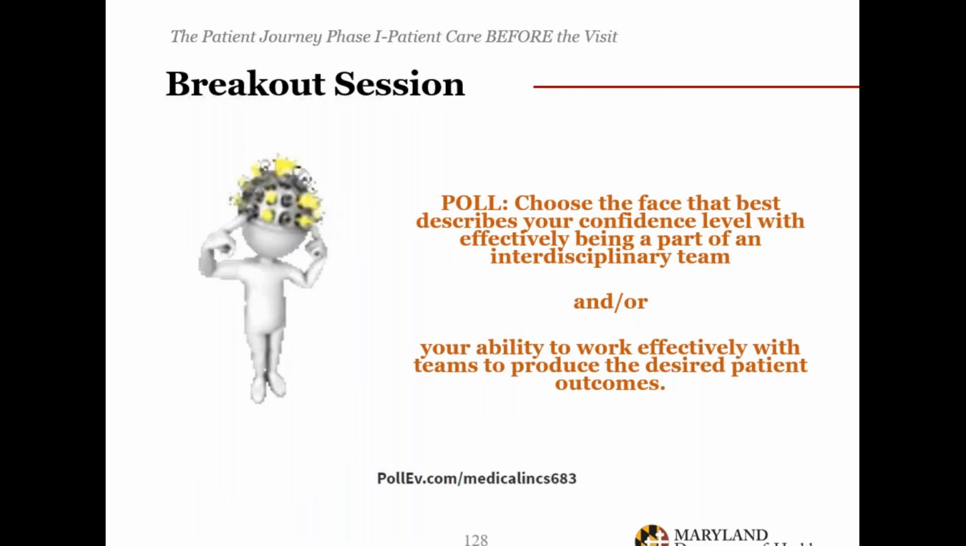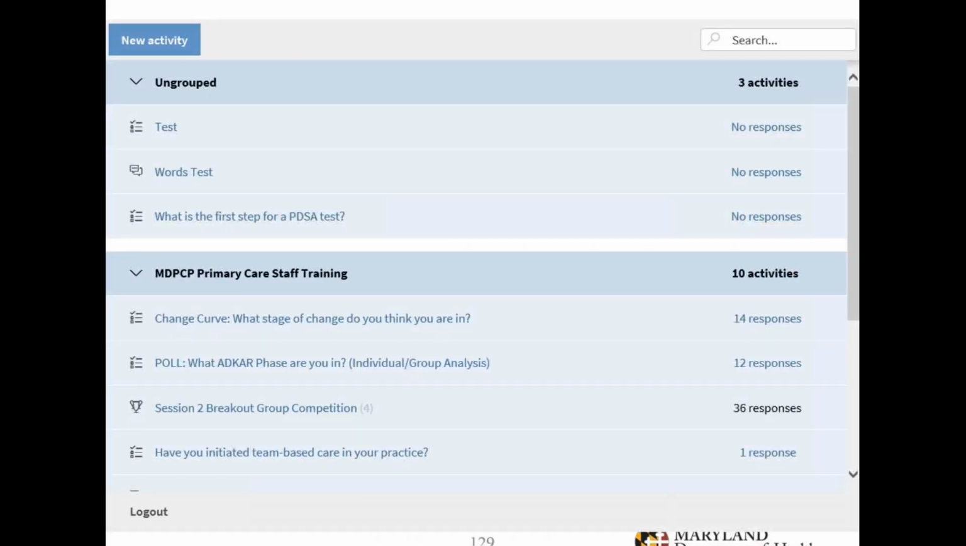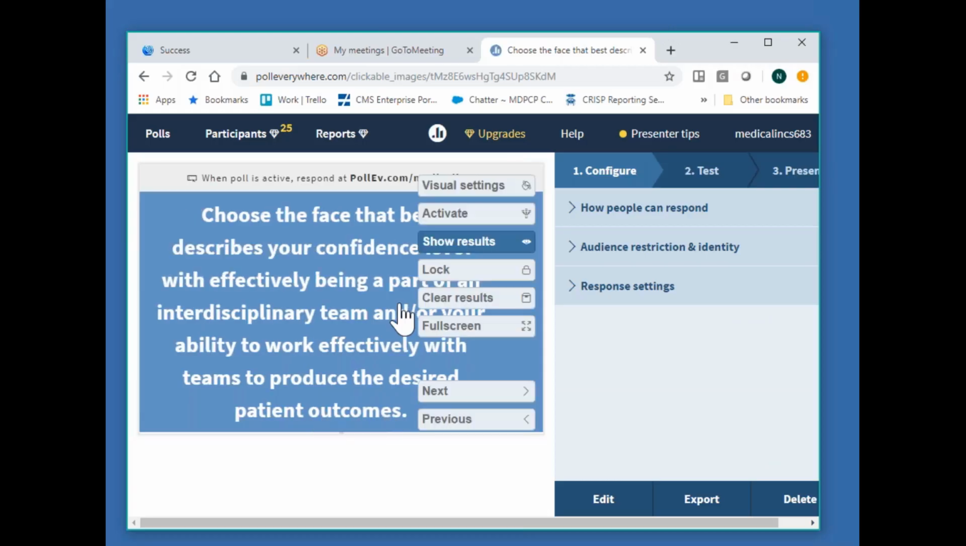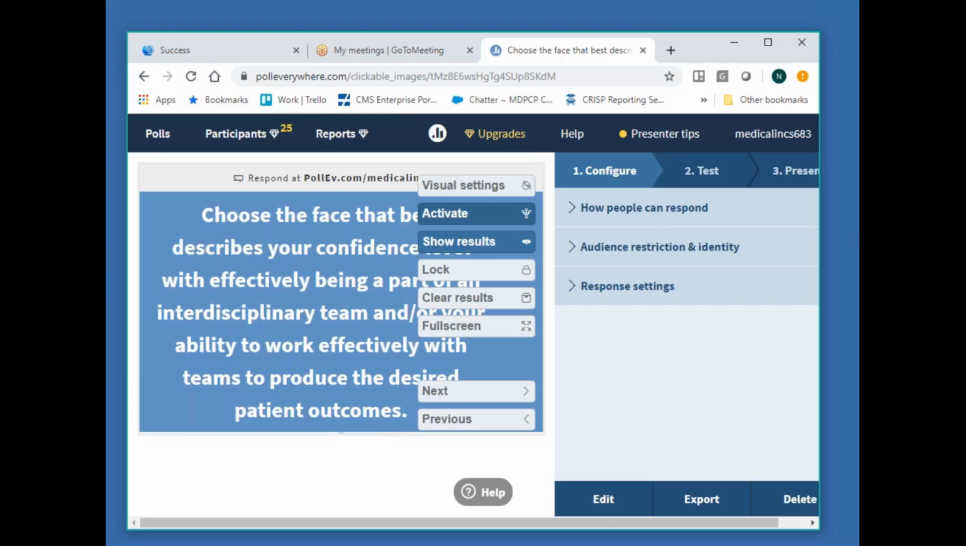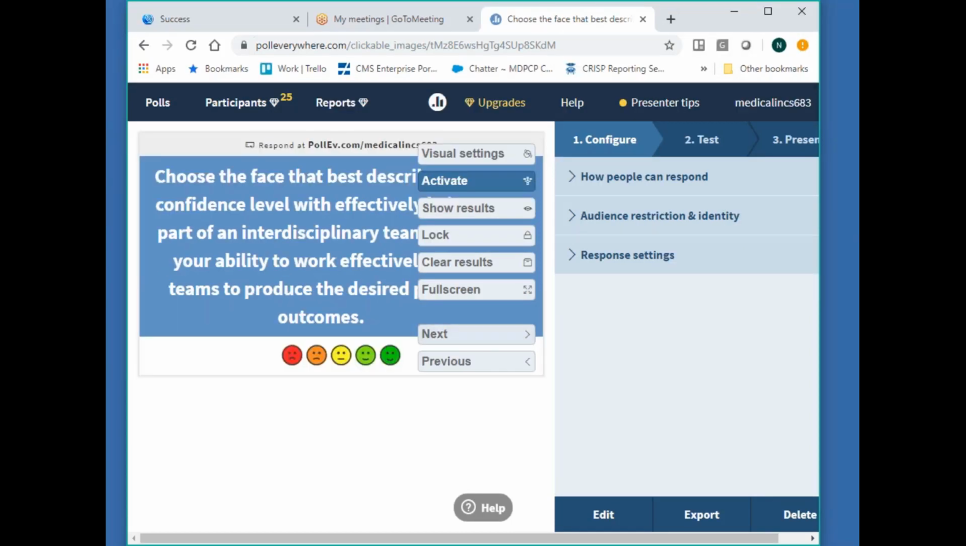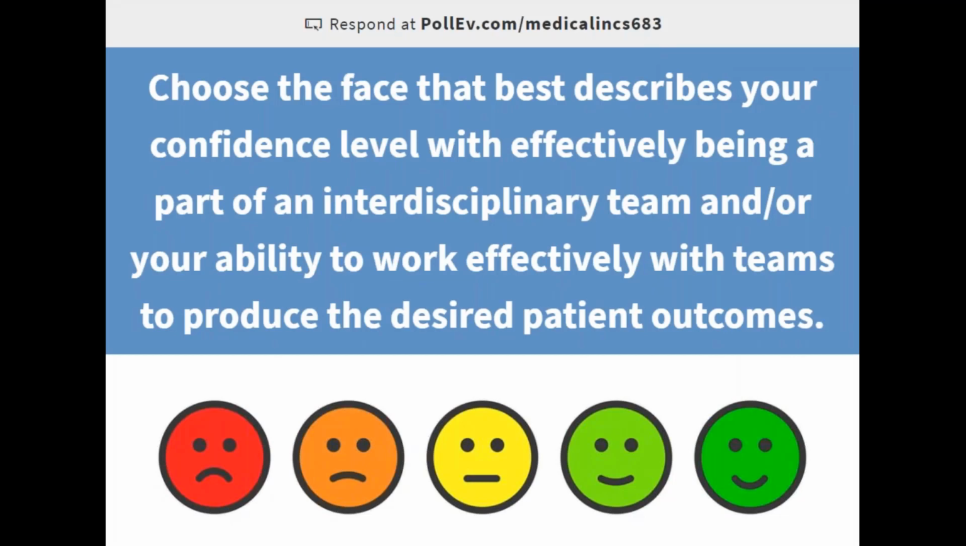So we have a breakout session, and you need to choose the face that best describes your confidence level with being in an interdisciplinary team or working in a team-based care structure. So I'll go to the next slide. Now for this one, you actually have to go to the website. You won't be able to text an emoji to show up on here. So if you just want to click on the emoji, so anyone there yet? Can you see it? Okay.